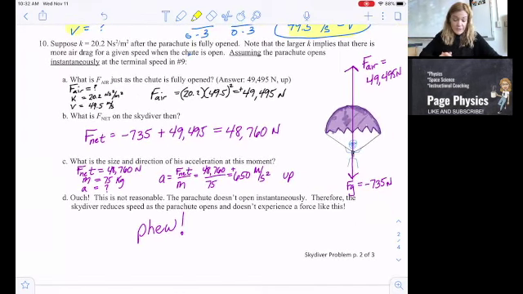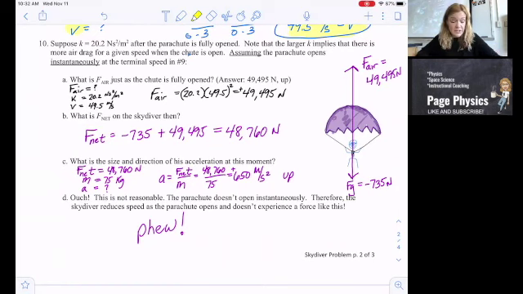And then again, to find the net force on the skydiver, same thing. The weight of the skydiver does not change, right? So you keep the same weight, you put in the new force of air now that the parachute is open, and then you can solve for your net force just by adding those two together. One is negative, one is positive. And you end up with this giant net force of 48,760 newtons.